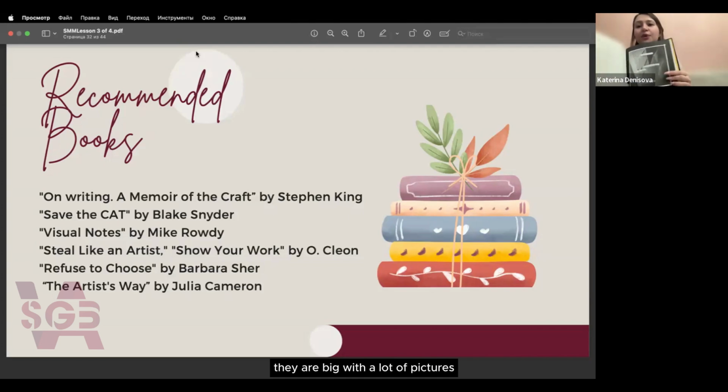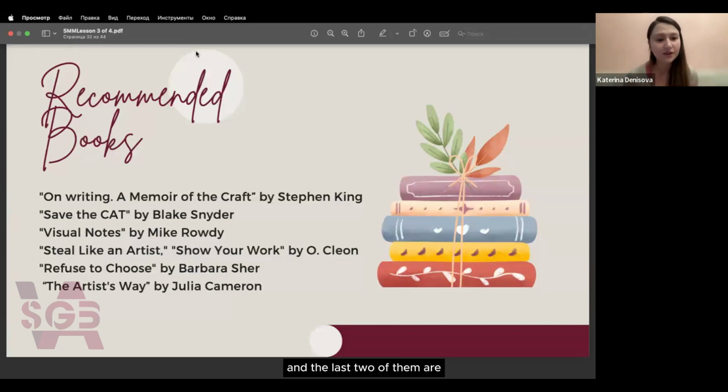They are big with a lot of pictures, with a lot of beautiful drawings here. And it's just one of the best books I've seen in a physical form. So if you can buy it physically, please do it. If no, that's not a problem. PDF version is also perfect.